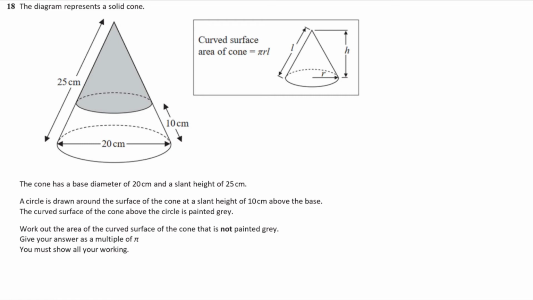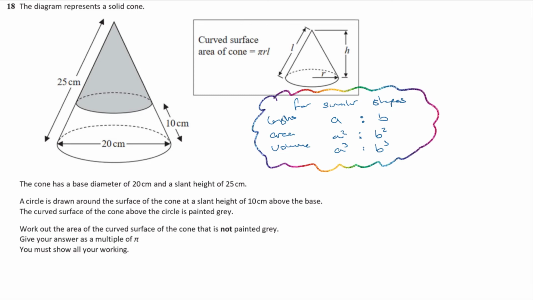So for similar shapes, if their lengths are in the ratio of a to b, then their areas are going to be in the ratio of a squared to b squared, and their volumes are going to be in the ratio of a cubed to b cubed. Now that is true for all similar shapes. So it's a good thing to know, and also to bear in mind when you're answering these sorts of questions.